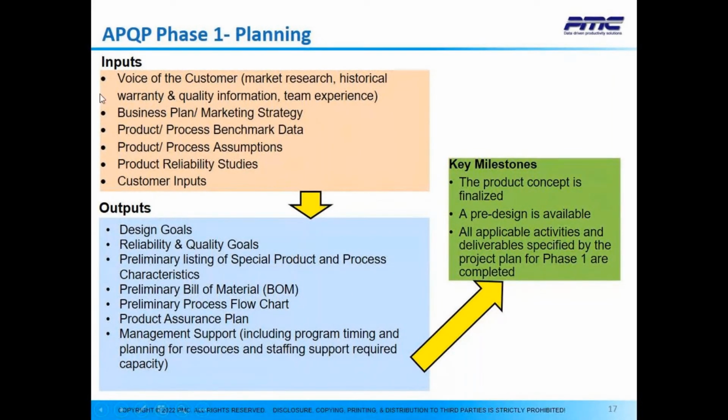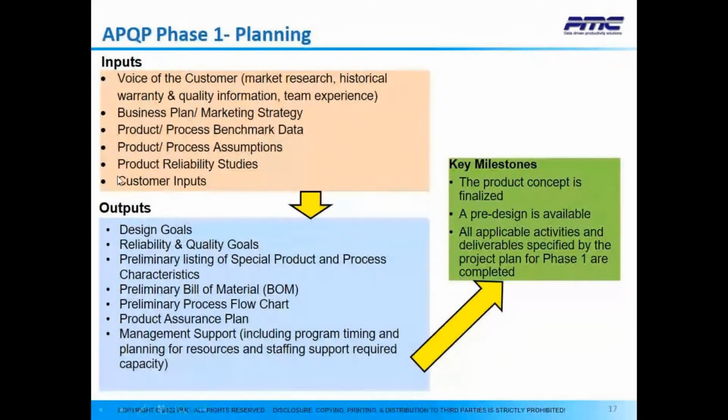Okay. So in the planning phase, what are some inputs that we can use? The voice of the customers through market research, historical warranty and quality information, and the team experience. Business plan and marketing strategy could be used as, again, one of the inputs. Product process benchmark data, product process assumptions, product reliability studies, and customer inputs.